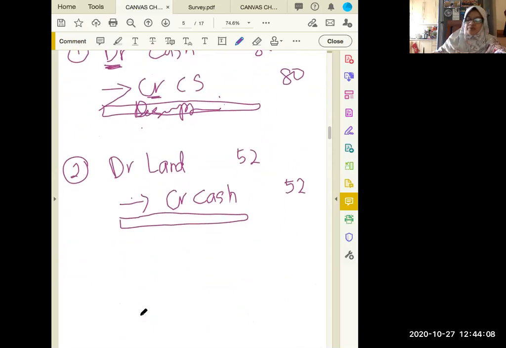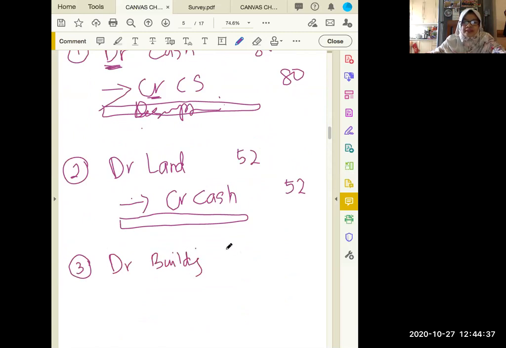Number three, how are you going to put that into journal entries? What is the third transaction? So how are you going to put this? You purchase a building, costing you 36,000, and how do you pay? You pay by cash and you also pay by note payable in the future. So you debit your building.